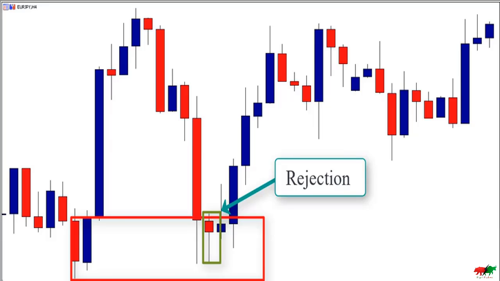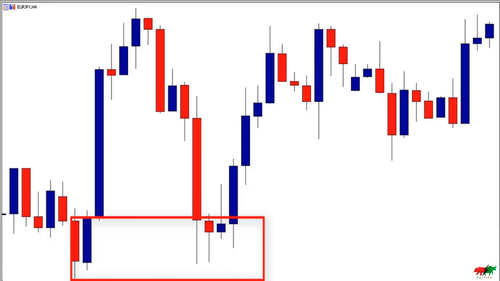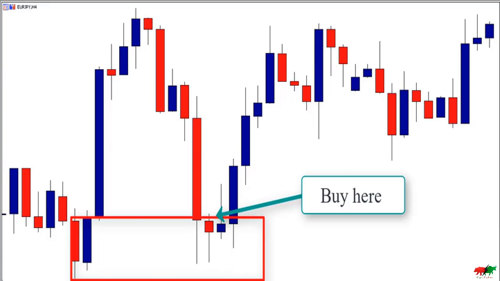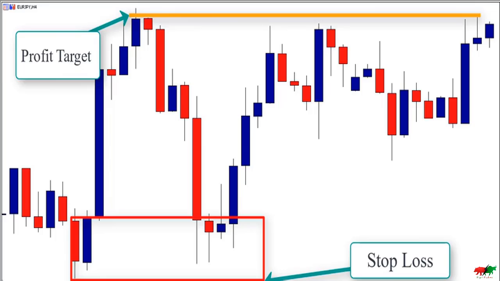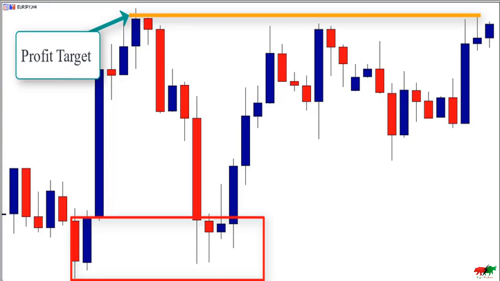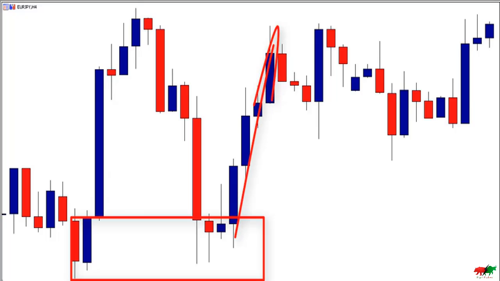So to enter the market, you place a buy order at the close of the pin bar candlestick pattern and a stop loss below the distal line. The profit target is the next resistance level. As predicted, the market went strongly up after the formation of this pin bar candlestick pattern.